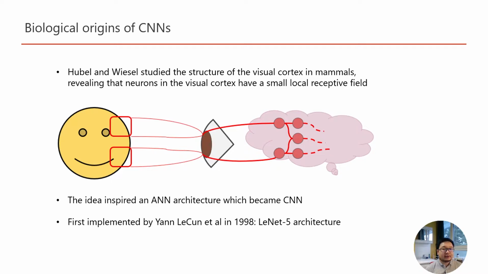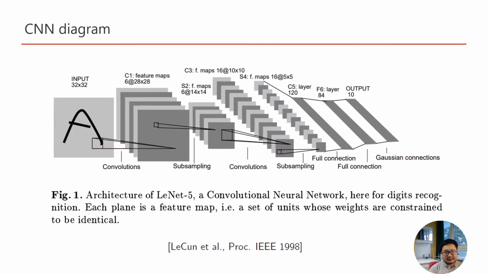The first convolutional neural network was implemented by Yann LeCun in 1998. So this is actually the diagram of this architecture. From the left, we have input images, which are 32 by 32 pixels. And then we have one convolutional layer. Right after that, we have a subsampling layer. And again, we have another convolution and subsampling. Then it follows up as a fully connected neural network with an output dimension of 10, which corresponds to the digits from 0 to 9.